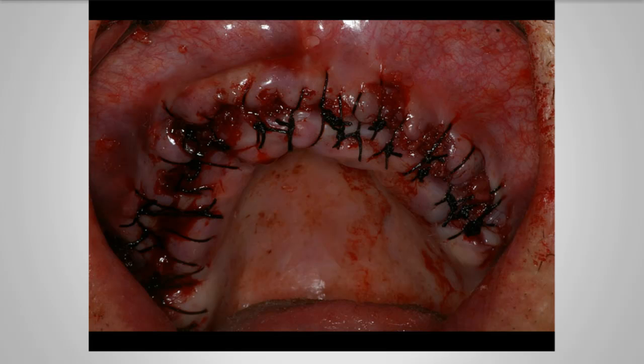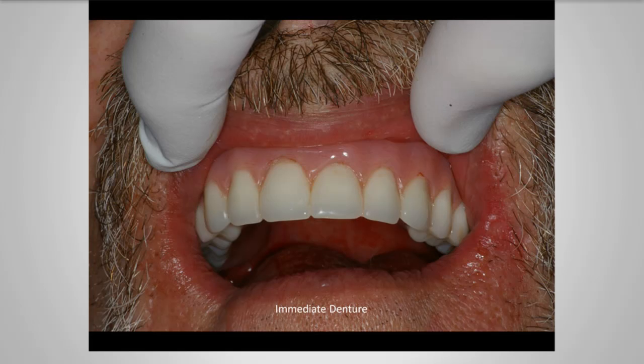We'll irrigate with surgical saline to remove any excess debris, and if necessary, we'll go ahead and use a round burr to remove any other things as well. Now, we've gone ahead and grafted, we've gotten primary closure, we've used membranes also, the Conform membranes from Ace Surgical, and we go ahead and now try in the immediate denture.